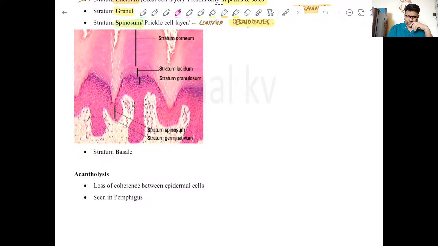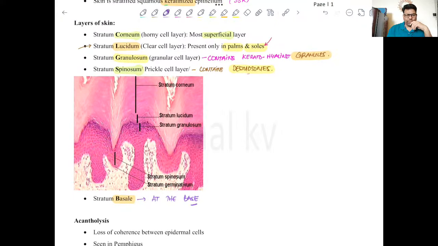And the last and the deepest is stratum basale. As the name suggests, they are at the base. Clear? So these are the layers of epidermis, right? This is more specifically epidermis, because deep to that we have dermis, right? So corneum, lucidum, granulosum, spinosum, and finally basale.